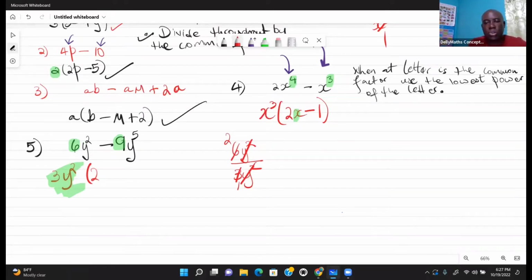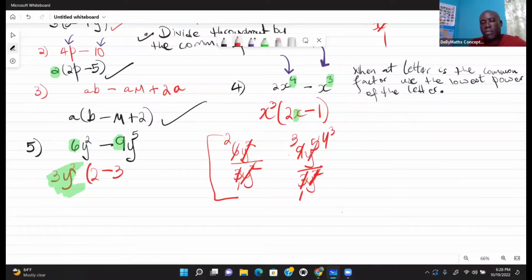The next piece is to do the 9y to the 5th. And you're going to divide that by what? 3y squared. The 3 into itself once, the 3 into the 9, 3. So you know that the negative sign comes back, there's a 3. And then now for the y to the 2nd into y to the 5th, think about it. When you divide, you're subtracting powers. So you're left with y to the 3rd. So this is just y to the 3rd.